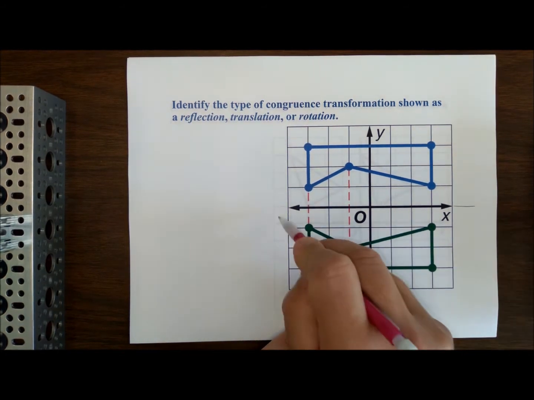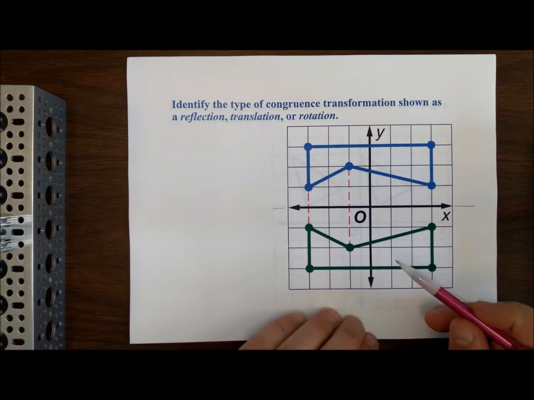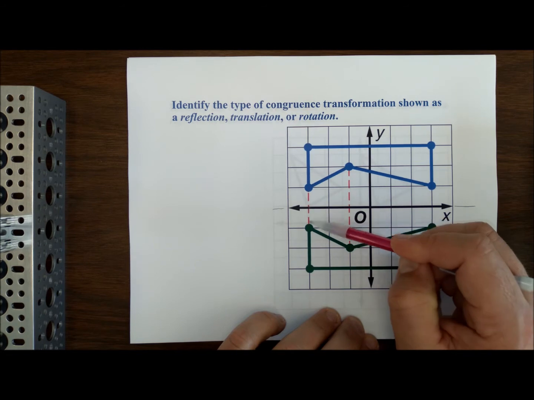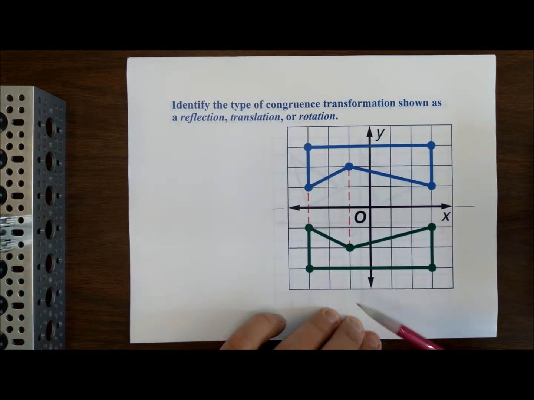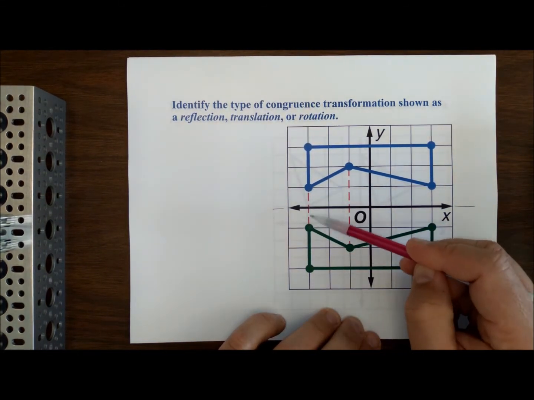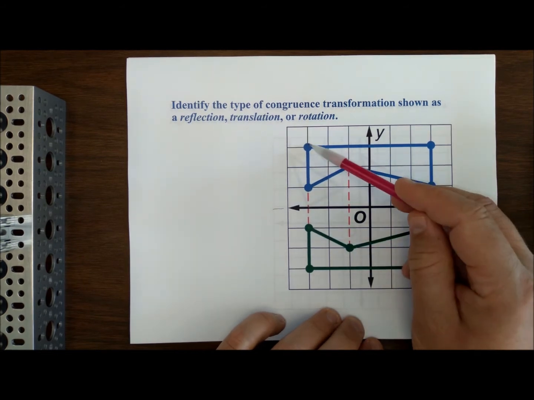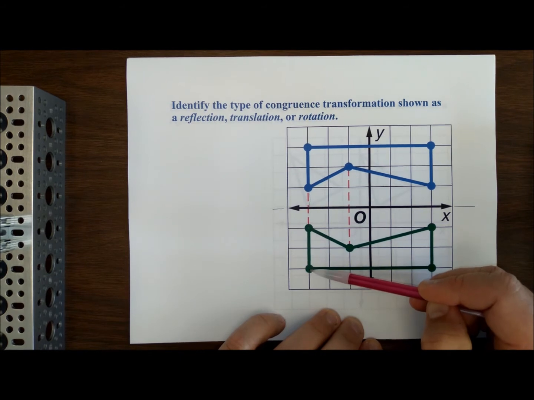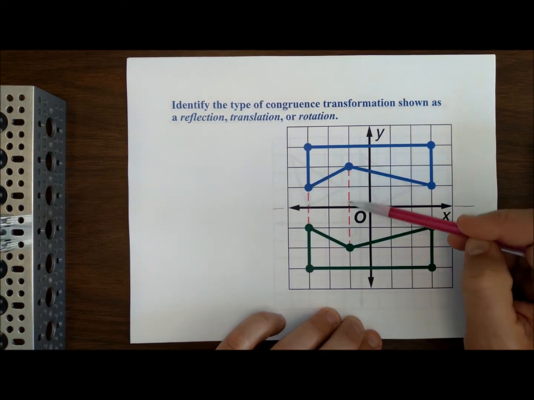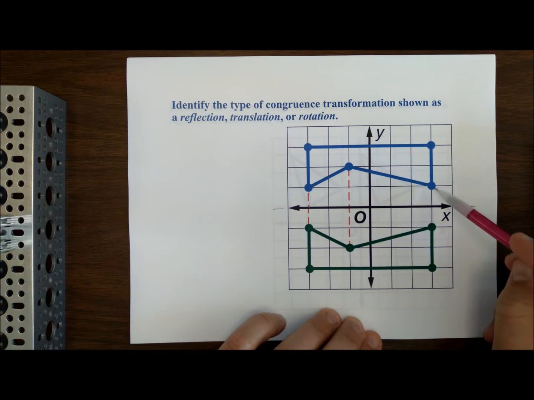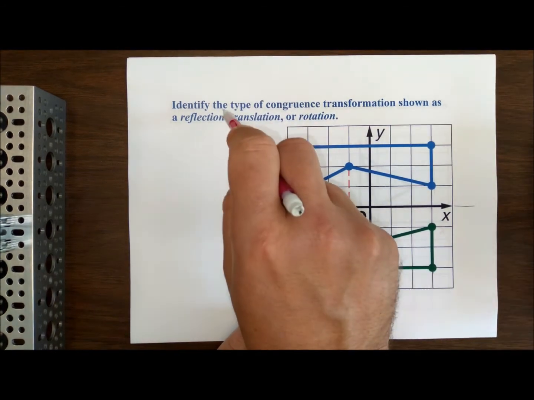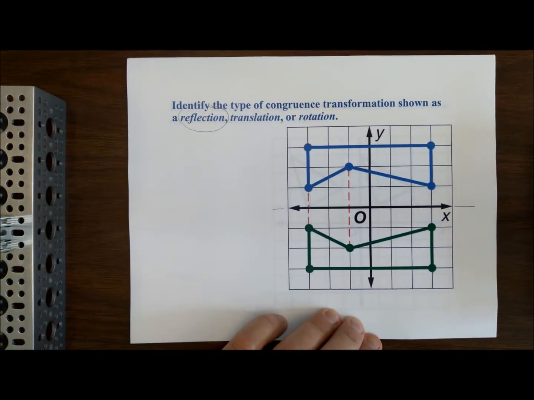Looks like our x-axis is our line of reflection, and you'll notice that every single point on the pre-image is the same distance from the line of reflection as its corresponding point on the image. Okay, this guy is 1 unit above the x-axis, this guy's 1 unit below. This guy's 3 units above the x-axis. Its corresponding point on the image is 3 units below. Here, 2 units above, 2 units below. 1 unit above, 1 unit below. And 3 units above, 3 units below. So I would say that is a reflection over the x-axis.